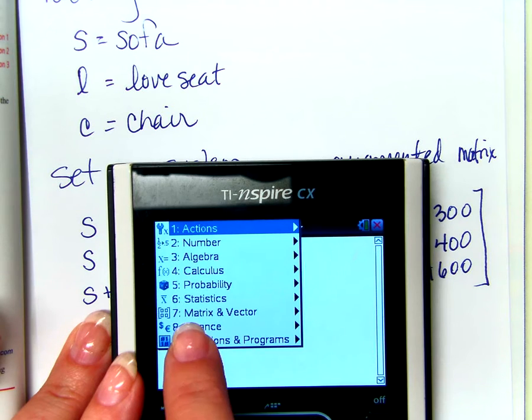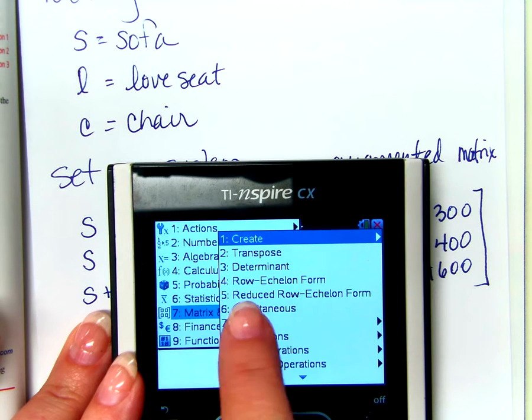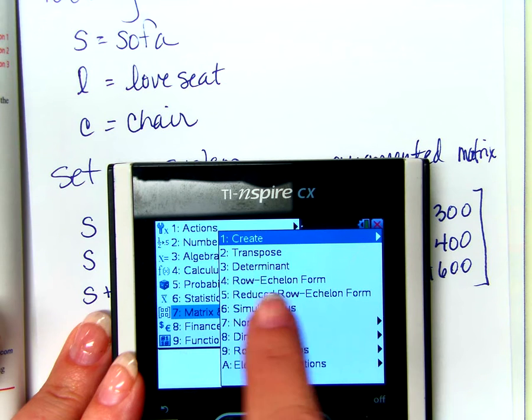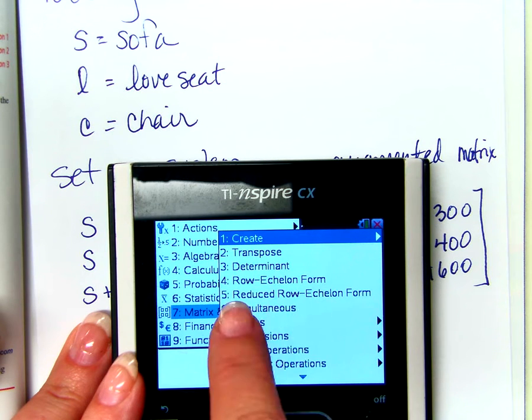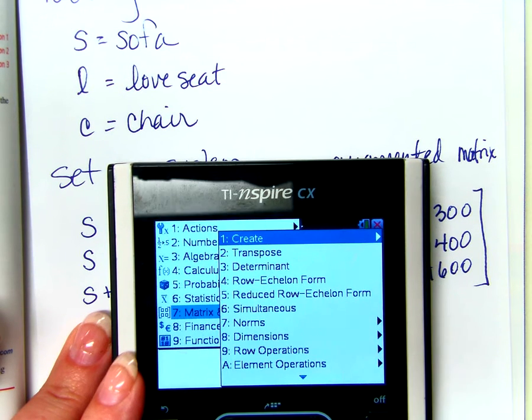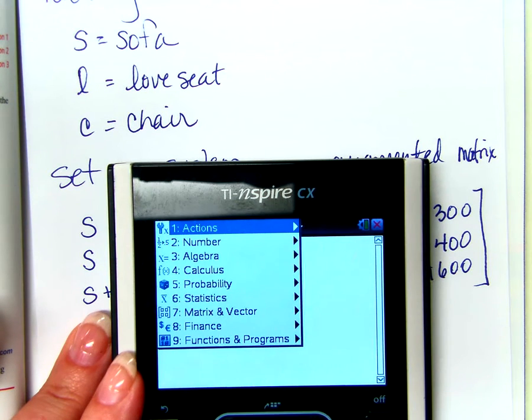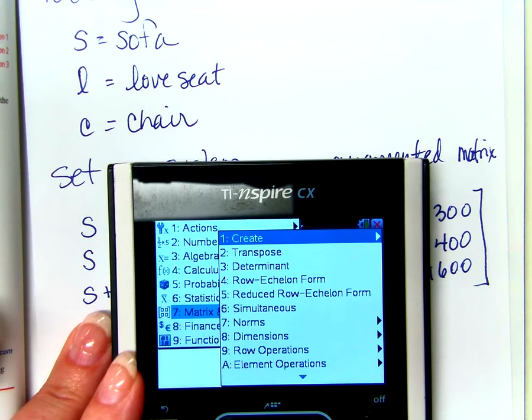Menu, matrix, reduced row echelon form. Some of you yesterday were getting confused by choosing row echelon form. Instead, make sure you're choosing reduced row echelon form. Okay? Menu, matrix again, but this time we're going to create a matrix.